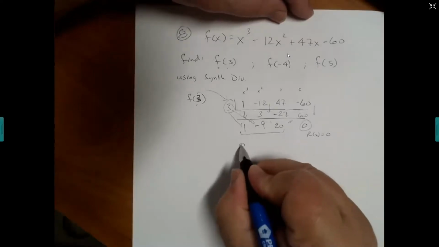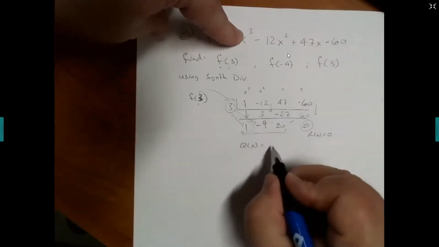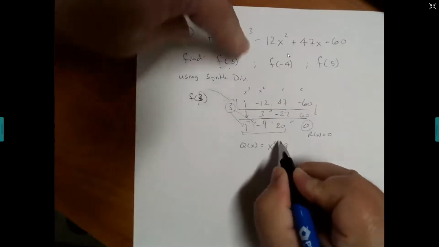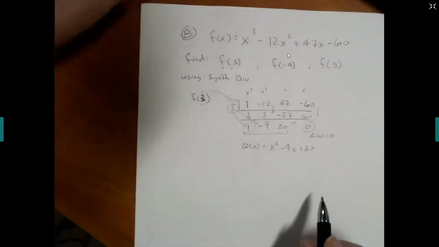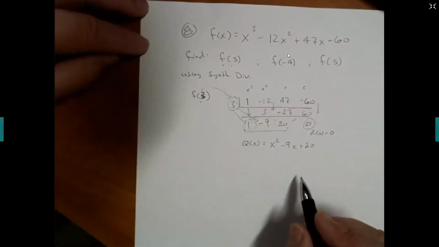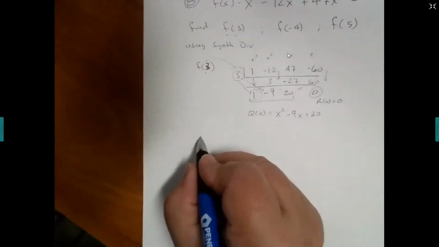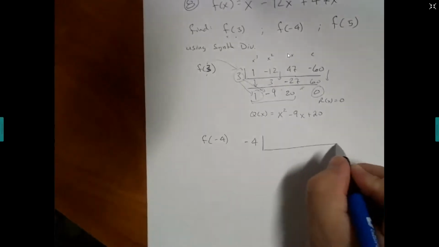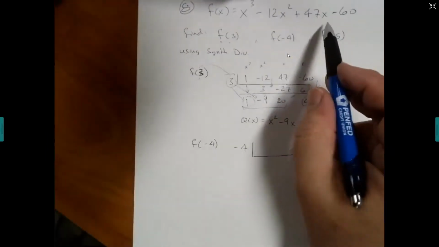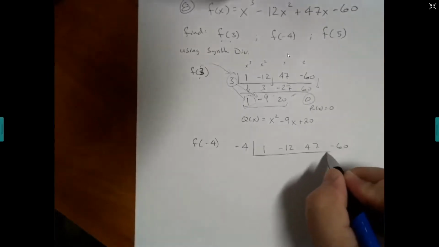Your Q of X, remember, since it was x cubed, it starts off with x squared minus 9x plus 20. Let's do the next one. F of -4. So at -4, again, we use the same polynomial. So it's 1, -12, 47, -60.